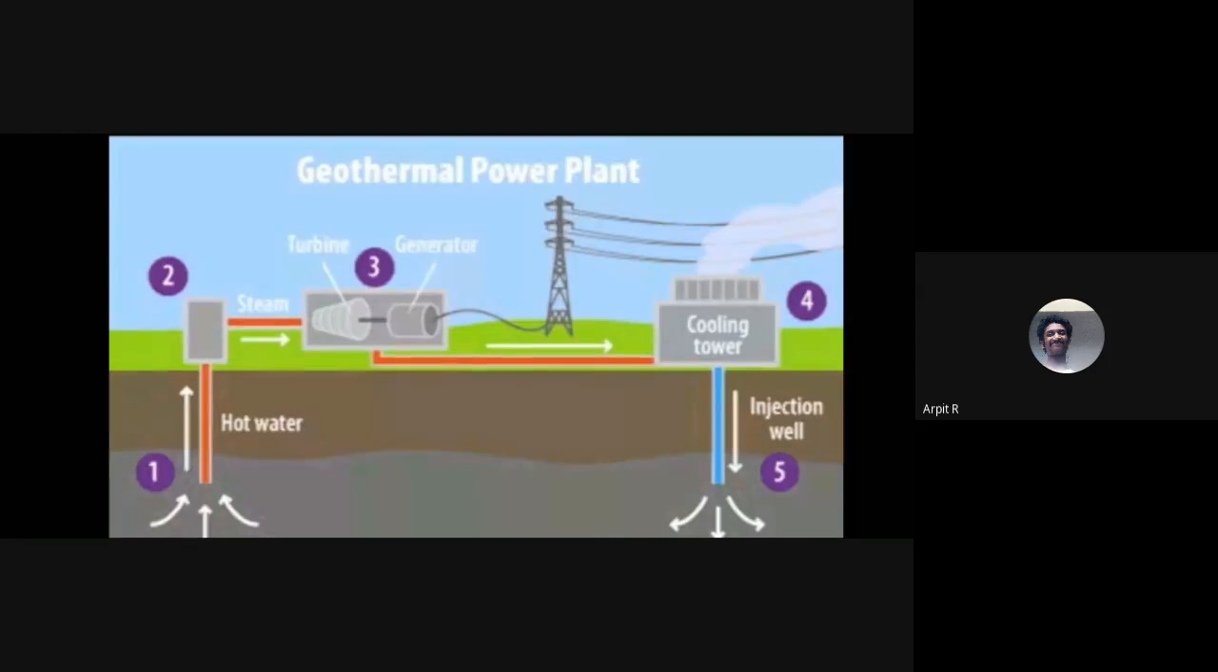Then here is a pictorial representation of a geothermal power plant. From hot water, steam can be applied to a turbine, and using a generator connected to the turbine, electricity is produced.